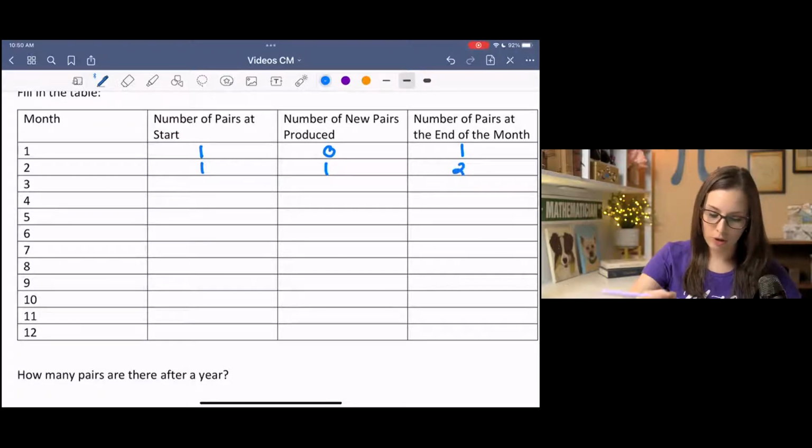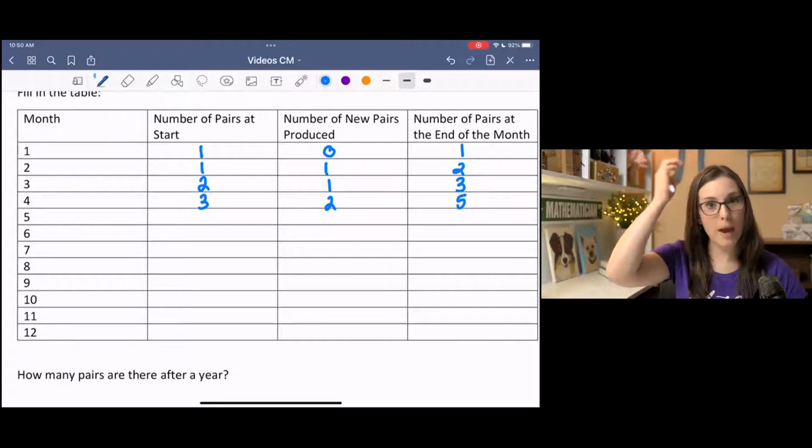Now in the next month, we have the 1 pair that we started with. They do reproduce a pair, which means now we have 2 pairs. So in our third month, we're starting with 2 pairs, but only one of those pairs can reproduce. And now we have 3 pairs. 3 pairs, but only the 2 in the previous month can reproduce. So those 2 pairs created 2 pairs.